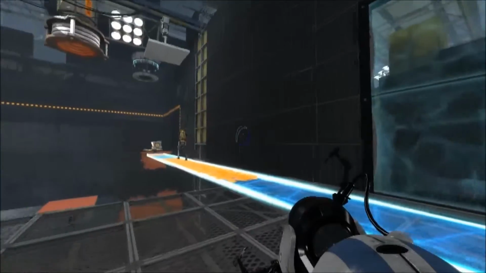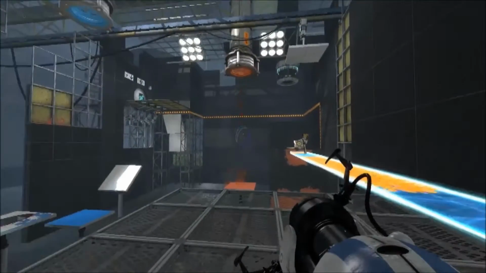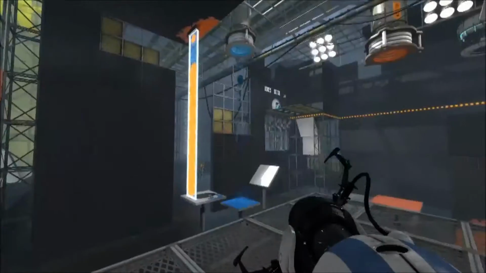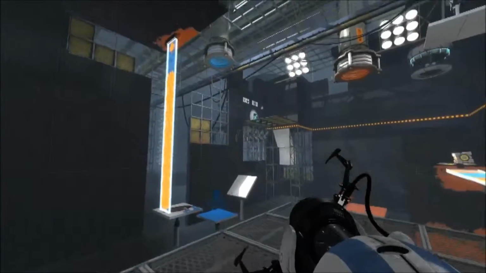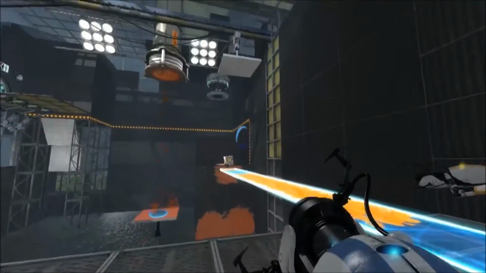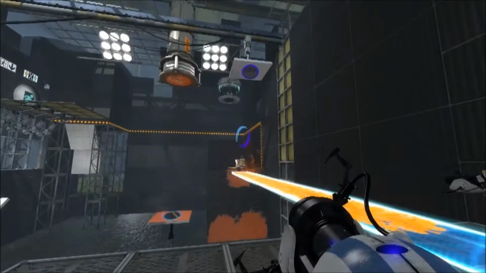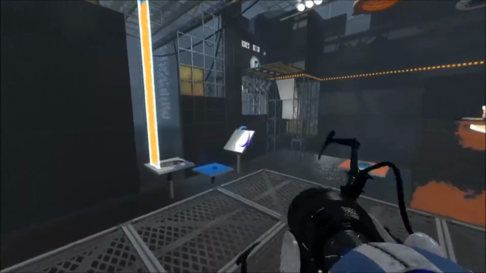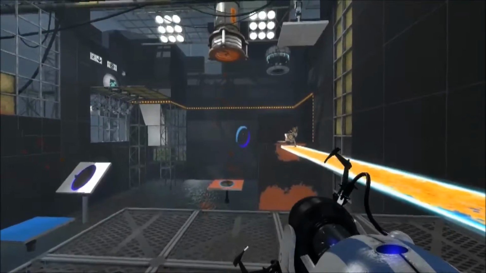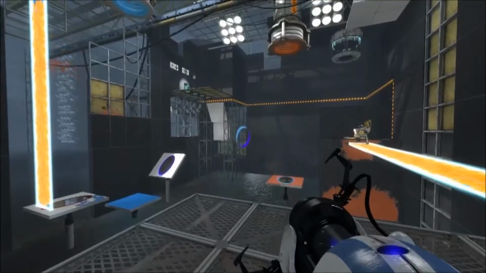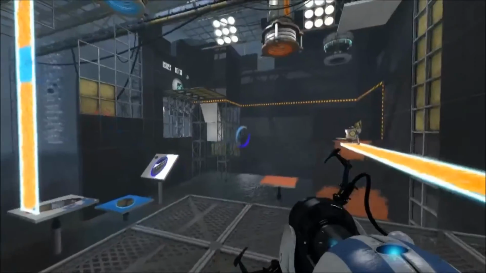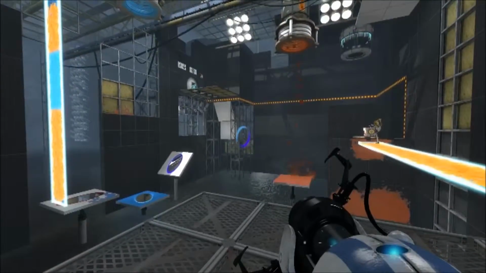You didn't even get the blue there, though. What do you mean? We don't need blue yet. We need more orange on here. Yeah, we do. There you go. What I'm talking about is you're going to have to switch and make that go blue, so then when I put my portal, I bounce off of it. Like that. There you go.